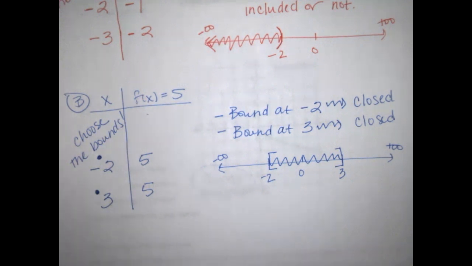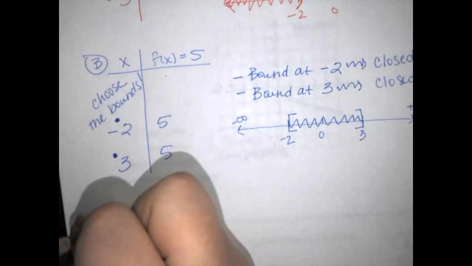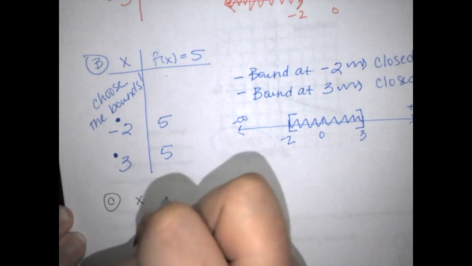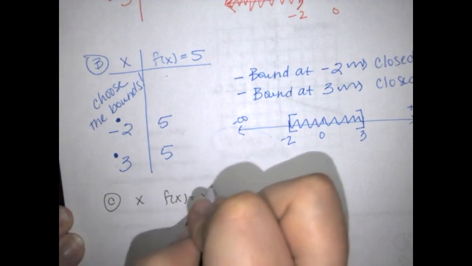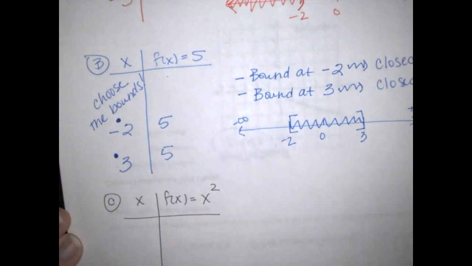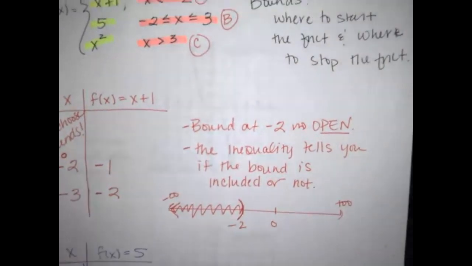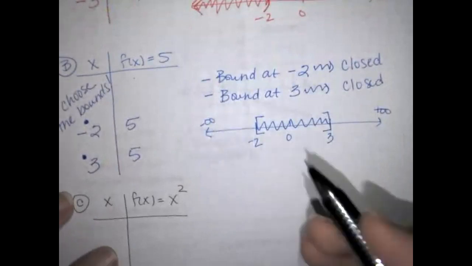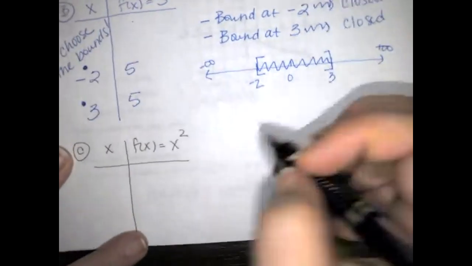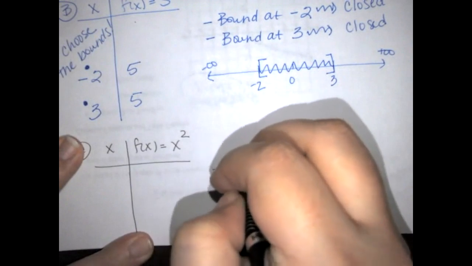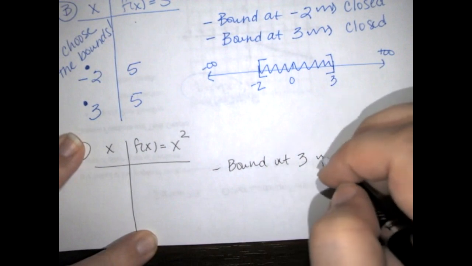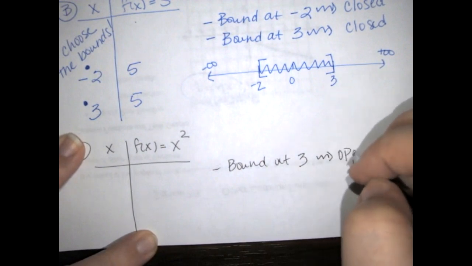Now, last but not least, we have our third. So we have case C. And here we're looking at x, for all f of x equals x squared. And so again, you need to choose the bounds. If we come back and look, we look at our third one here being x greater than 3. So here, I have a bound at 3. Based on my inequality, it is open.